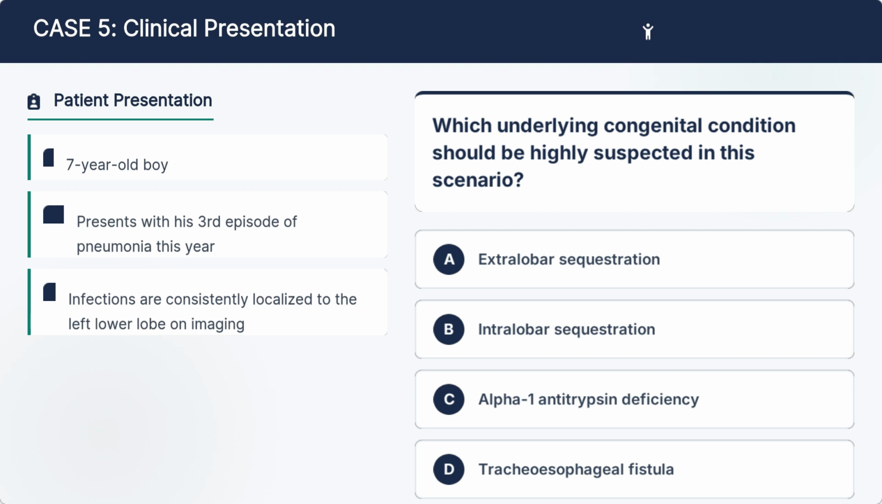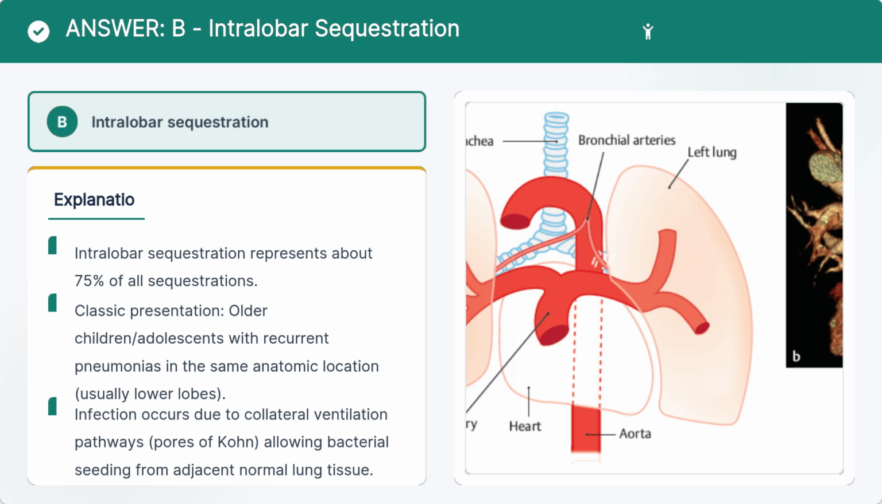Option A, cystic fibrosis causing left-sided predominance. Option B, intralobar sequestration of the left lower lobe. Option C, a persistent foreign body lodged in the left lower lobe bronchus. Option D, primary ciliary dyskinesia with a left-sided predilection. The specific anatomical localization of every single episode is the most important clue here. The correct answer is option B, intralobar sequestration.